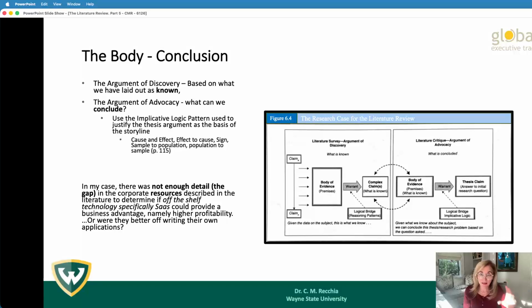And so basically my thesis is, if we can get to more detail in the literature, specifically with software as a service as a foundation, can we substantiate that companies are better off using these off-the-shelf tools? So that is what we want to get to in the conclusion. Our conclusion is basically what we want to add to the conversation.